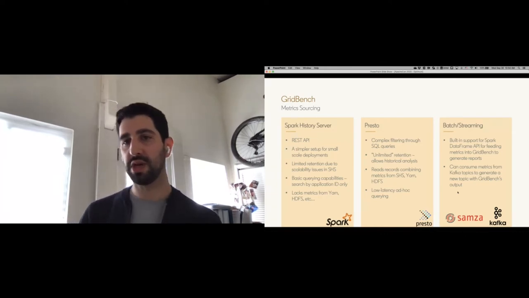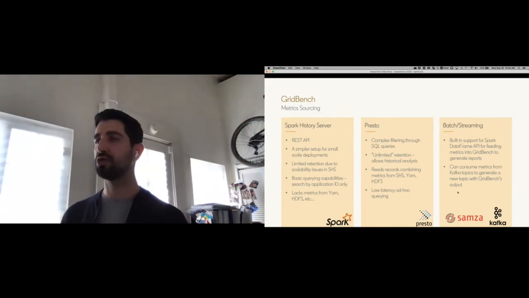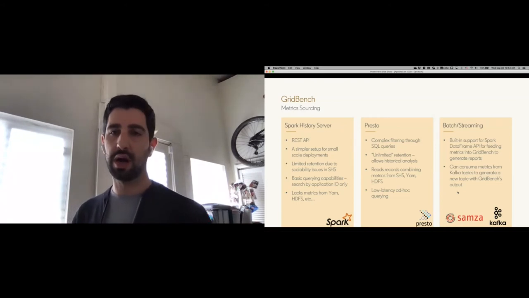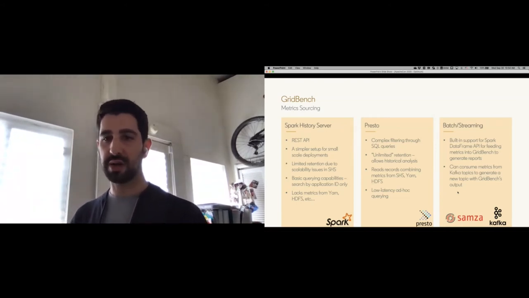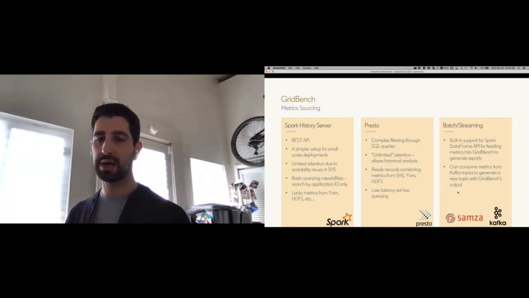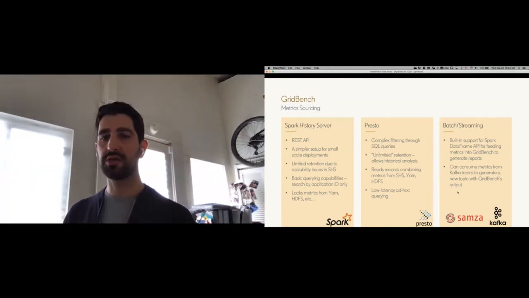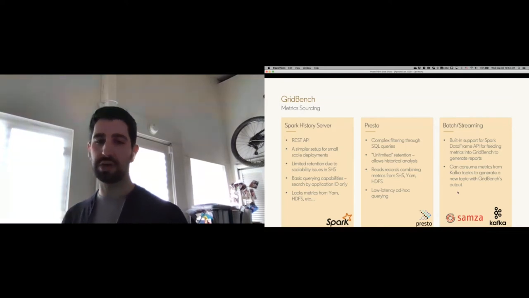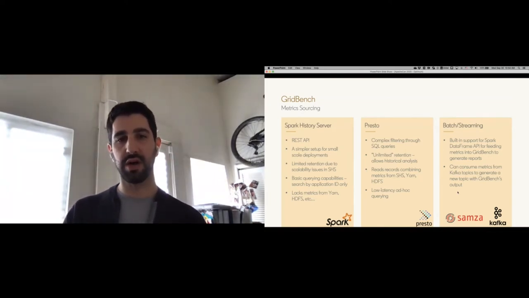For batch and streaming, we have built-in support for the Spark DataFrame API for feeding metrics into Gridbench and generating reports out of those data frames. This is used for some batch and streaming jobs that are generating more data sets that are derived from the Gridbench metrics. The same could be done to consume metrics from Kafka topics and then generate a new topic with a Gridbench output, like we've discussed for the Spark History Server case.